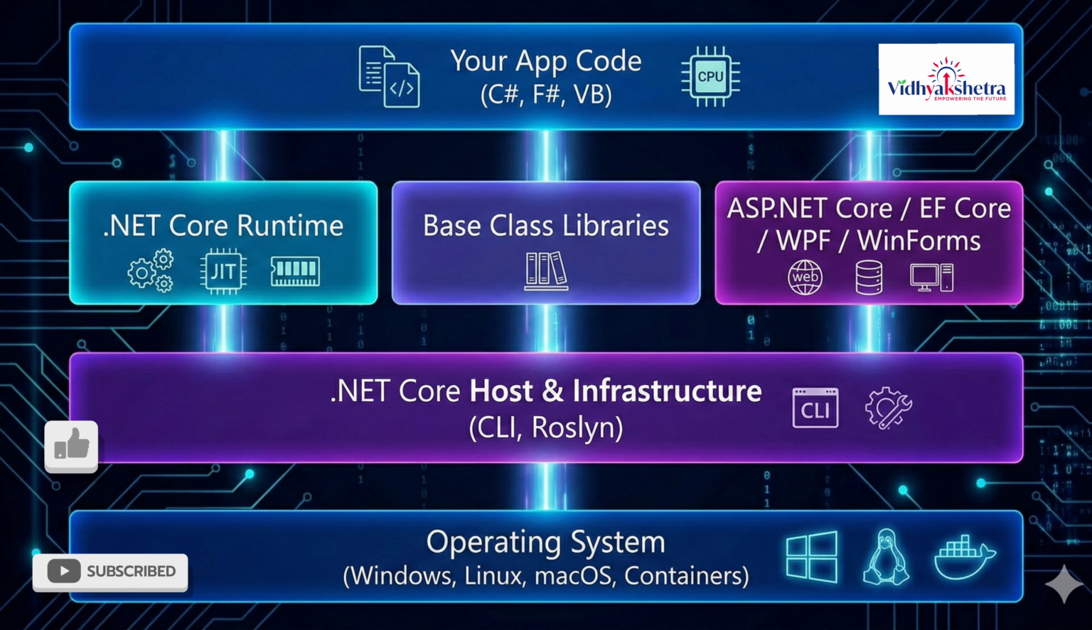.NET Core host and infrastructure. CLI and Roslyn. This layer manages application startup and compilation. .NET CLI, used to create, build, run, and publish apps. Common commands: dotnet new, dotnet build, dotnet run. Roslyn Compiler compiles C#, F#, or VB code into intermediate language. Roslyn also provides IntelliSense, diagnostics, and code analysis. Importance: controls how applications are built and launched.